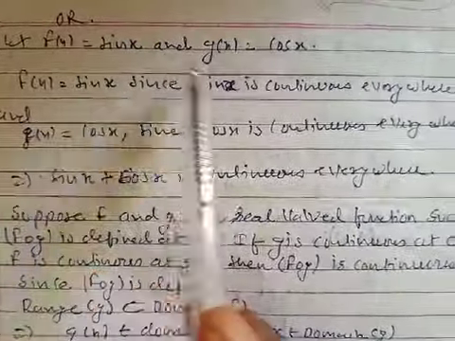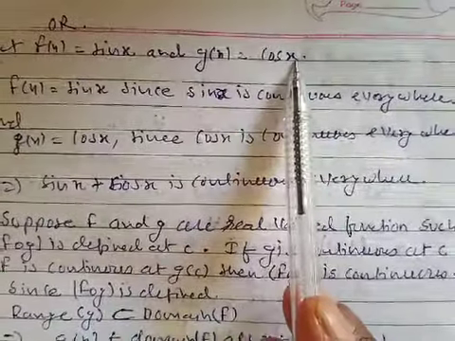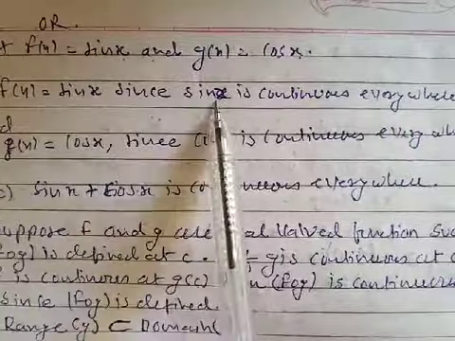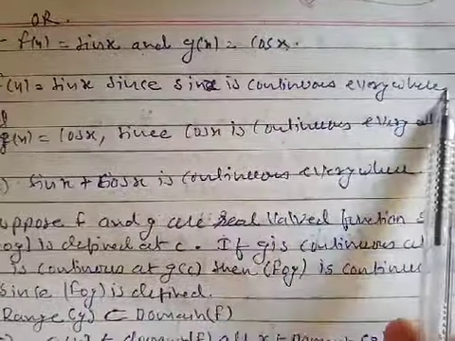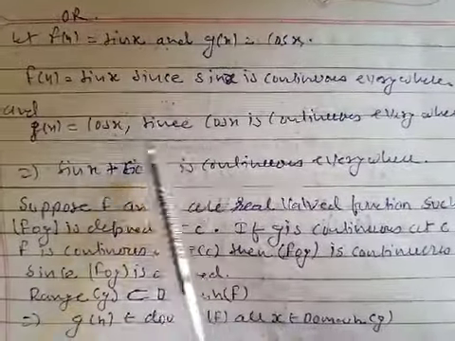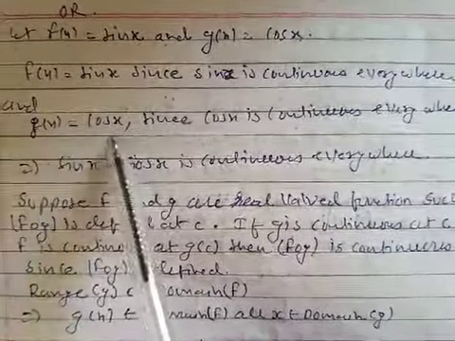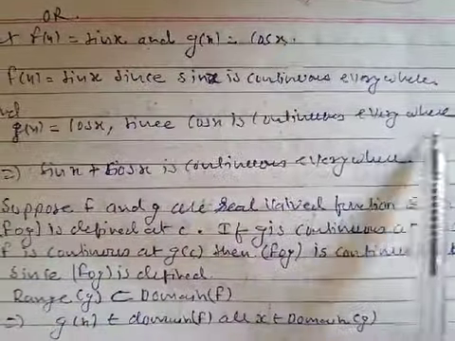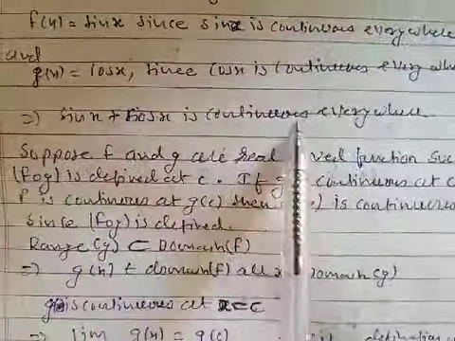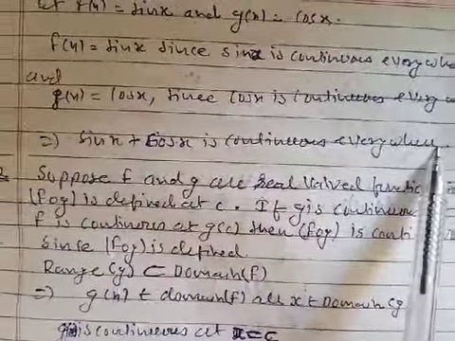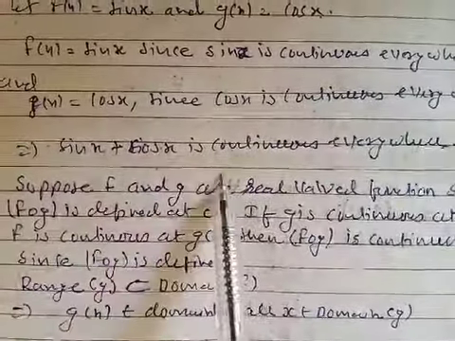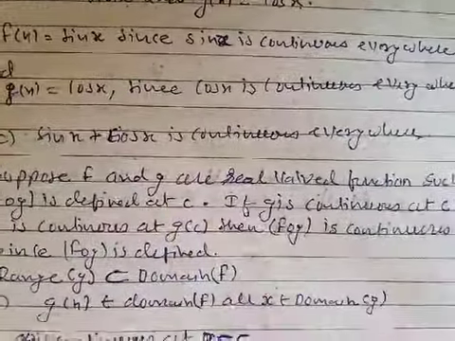Let f of x be sin x and g of x be cos x. Since sin x is continuous everywhere, and cos x is also continuous everywhere, we can say that sin x plus cos x is also continuous everywhere, because we know that f plus g is continuous everywhere.